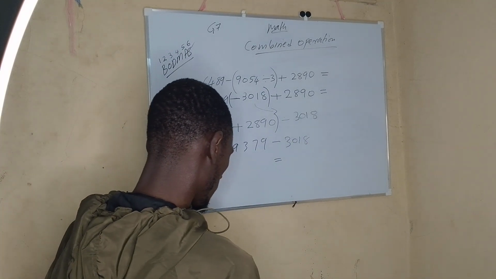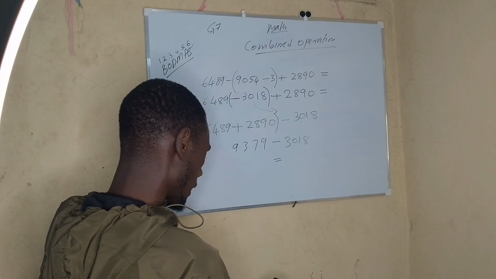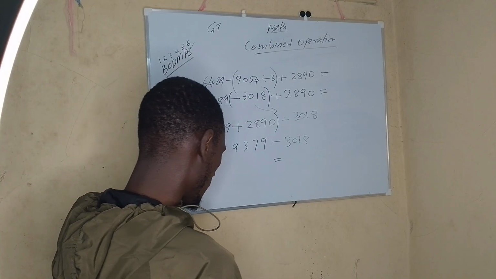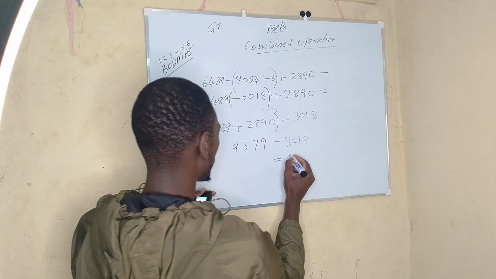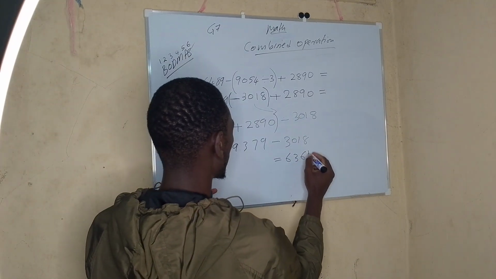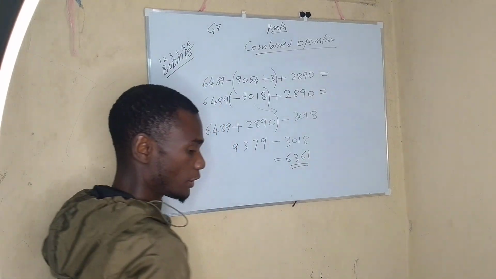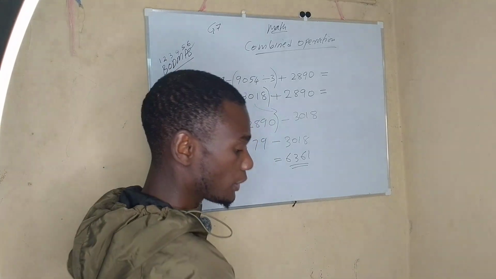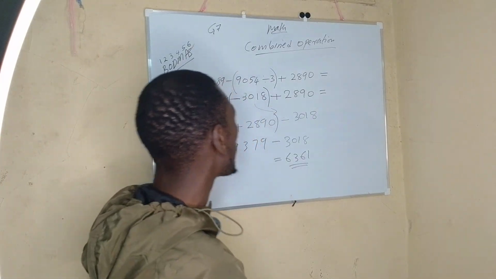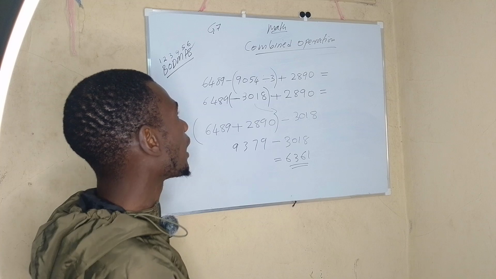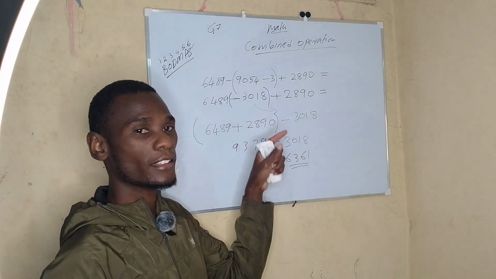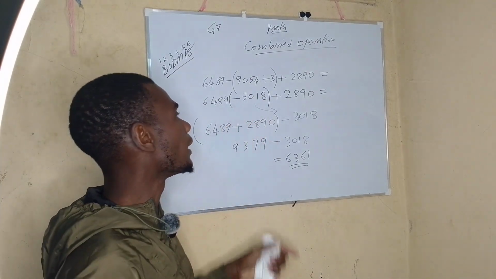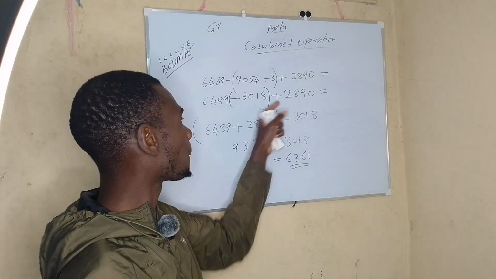So we'll subtract 3,018 to get 6,361. That should be there. That should be your answer there, 6,361. Now, the reason why I have picked this combined operation is this part here.